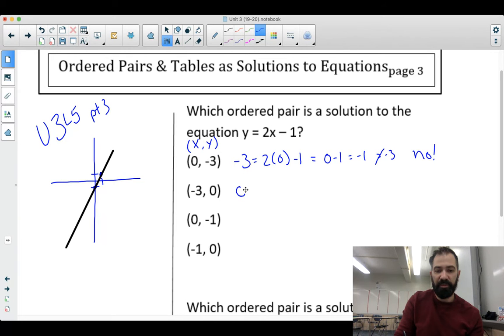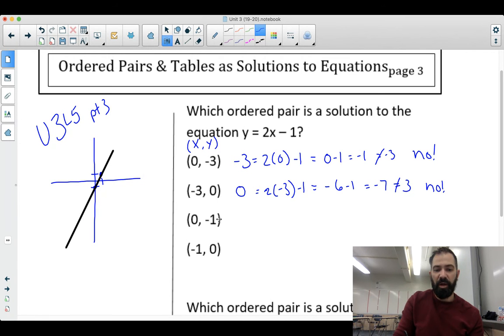Try the other one. You want y to be 0, and you want 2 times -3 minus 1 to equal 0. Well, 2 times -3 is -6, minus 1, which is -7, which does not equal 0. Not a solution.